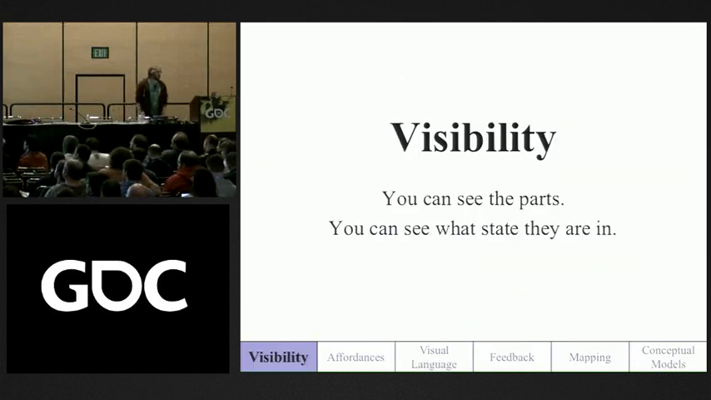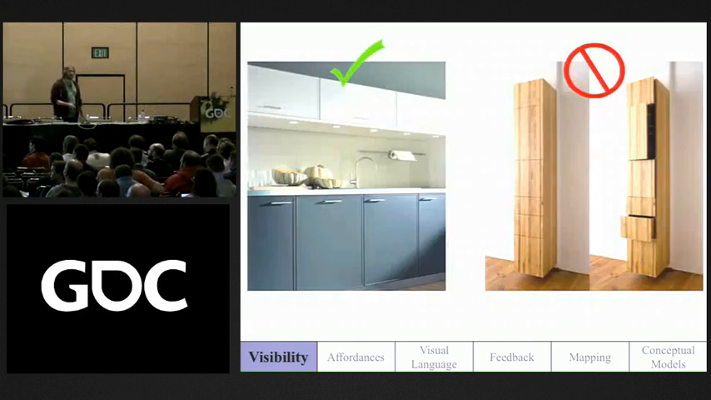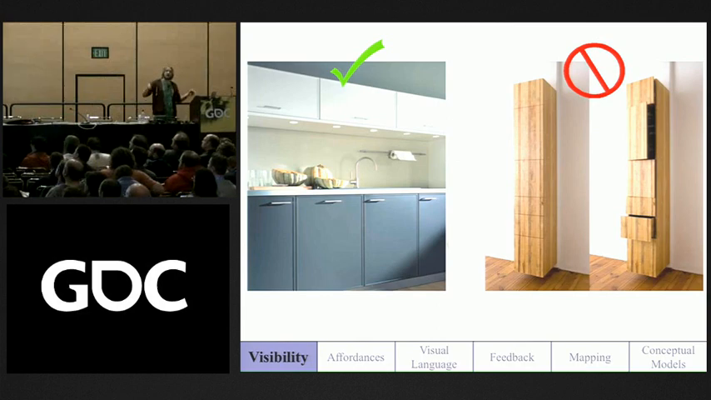So here we go. The first principle we're going to talk about is visibility. In short, visibility just means: does the player know this thing exists? Like the elements of the puzzle, do they know they exist? And if they do, do they know what state they're in? A classic example from user-centered design: the thing on the left is good because you can see the handles, you can see the cupboards, you can see the boundaries between them. You know where the parts are. You know how to operate this thing. You're heading in the right direction because you can see the parts.